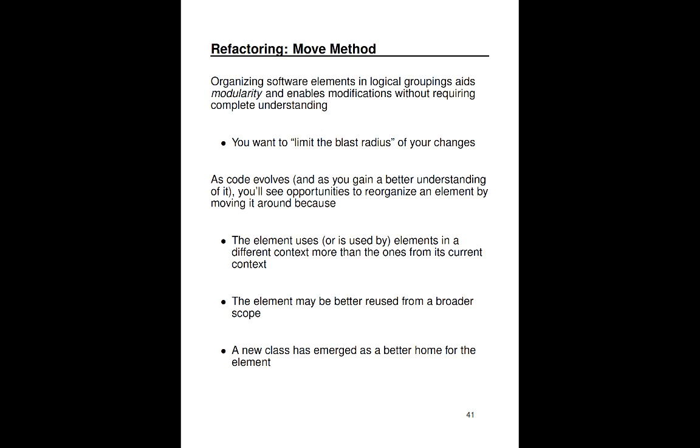Right? So maybe you've got an element that's used by other elements in one context more than in the context that it's currently in. And so you want to move that method, you want to move that field closer to where it's actually used. You might also find a method that would benefit from having a slightly broader scope, right? Making a private method public, putting an object in a place where it can be more easily found. Or maybe as you're writing more code, as you're writing more classes, there might be a class that is now a better home for that element. Maybe there's some data that it uses that exists in that other class, and so you move it from one class to another. It just feels more at home.